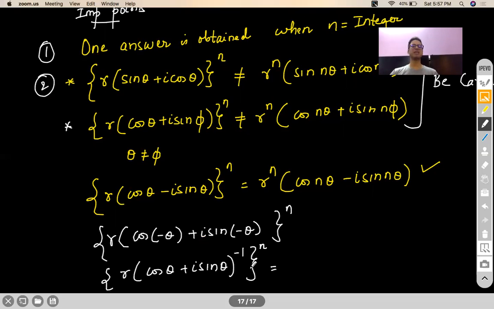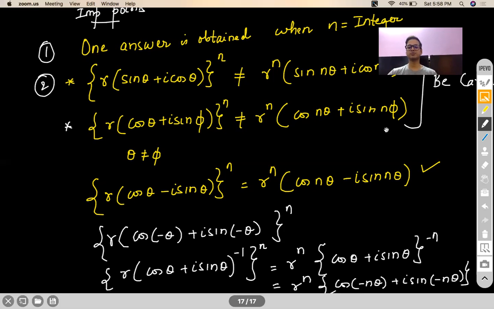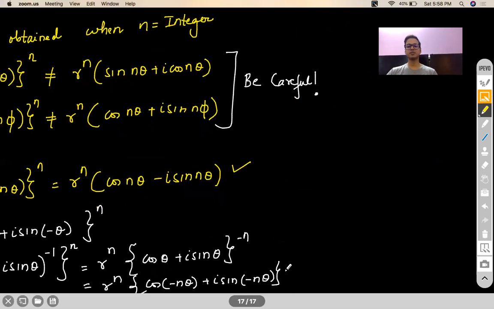So if you take the minus outside, for example, if I break it up like this, r to the power n and cos theta plus i sin theta to the power of minus n, then again by de Moivre's theorem, you can bring this minus n inside and it will become cos minus n theta, sin minus n theta, which is back to r to the power n cos n theta minus i sin n theta. So the same expression is what we end up getting.